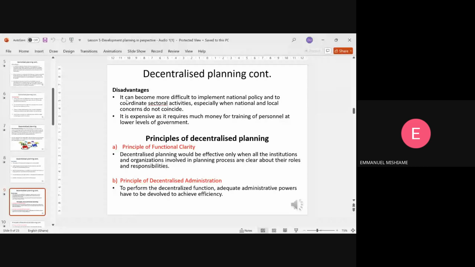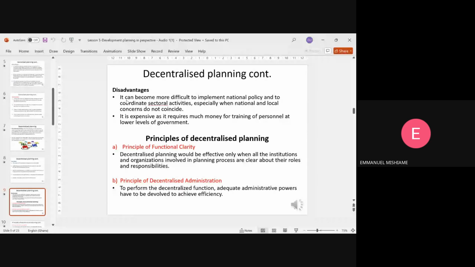But essentially, decentralized planning is much more preferred in various jurisdictions. It is much more preferred because it is easier. It is much more simple. It is more convenient because in the end, you do what the people want and everybody is okay. So then let's look at certain principles of decentralized planning.